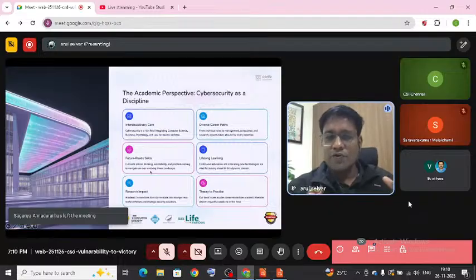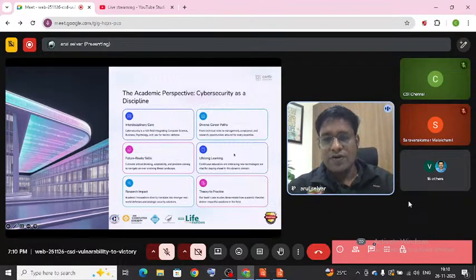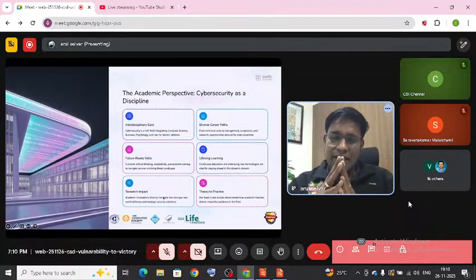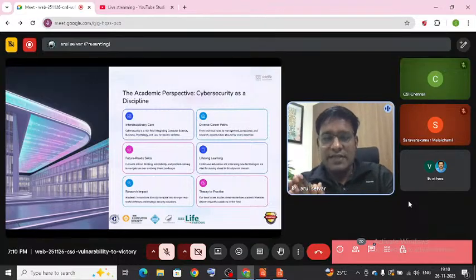And it's about lifelong learning. Cybersecurity is all about lifelong learning, and you have to do a lot of deep research on what is going on around your organization and around you. And finally, instead of theory, you have to practice cybersecurity.